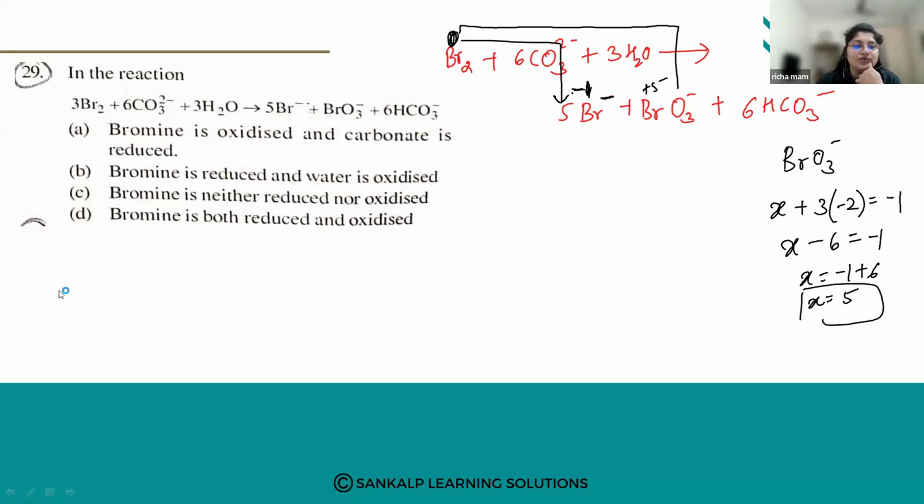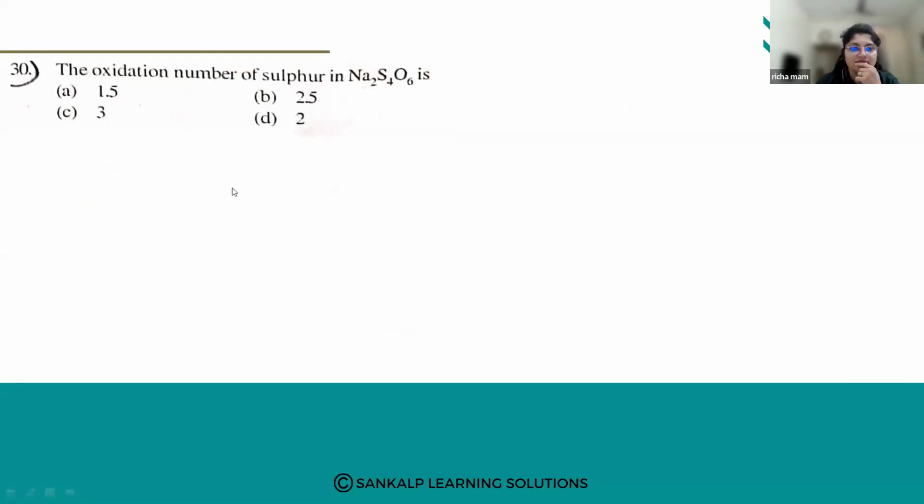Understood? Is it clear? So by checking the oxidation number, we have solved this. You have to apply the rules. If you understand the rules properly for how to find the oxidation state or oxidation number, it will be easy for you. Okay, fine. So the answer is D.